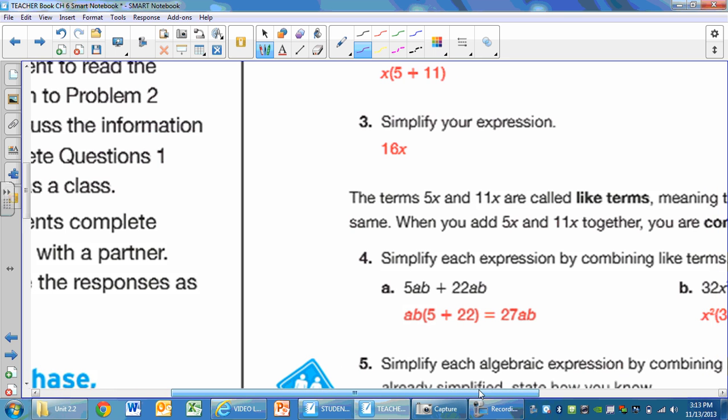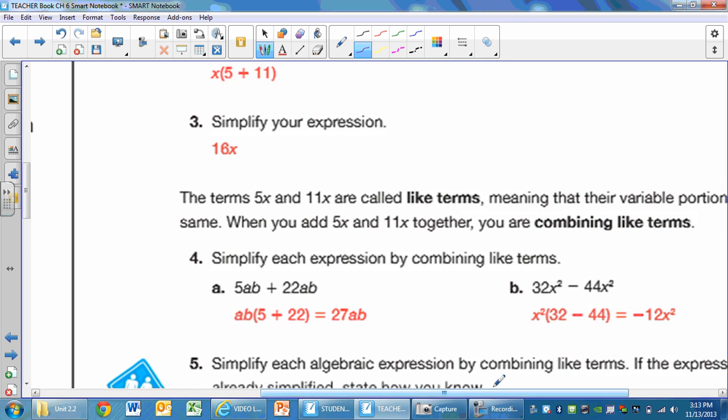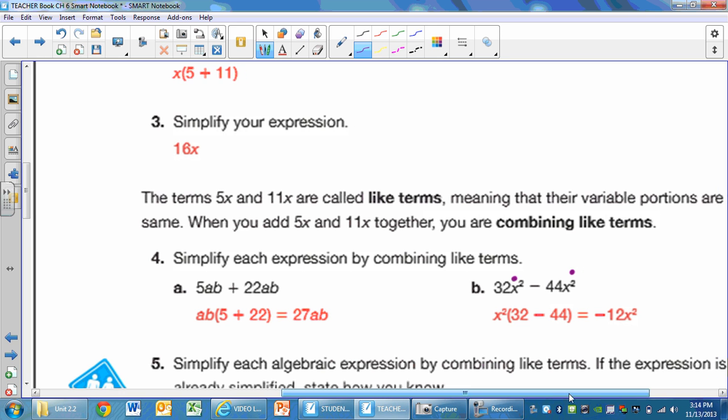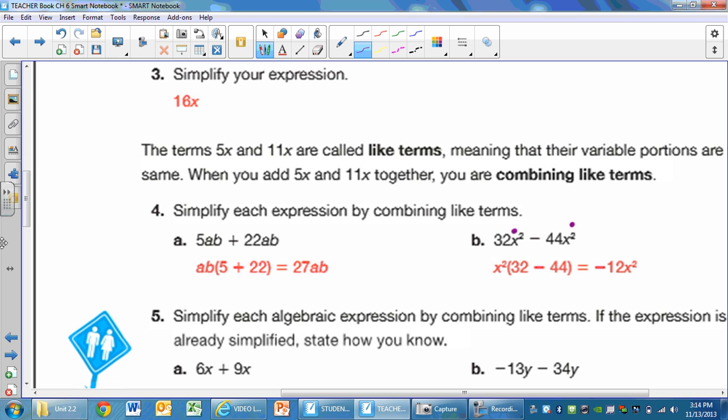Then number 4, what's in common? An x squared is in common, so I pull out the x squared. 32 minus 44. I have $32 and I spend 44. I now owe my grandma 12 bucks, so I'm $12 in the hole, so I would have negative 12 times x squared.